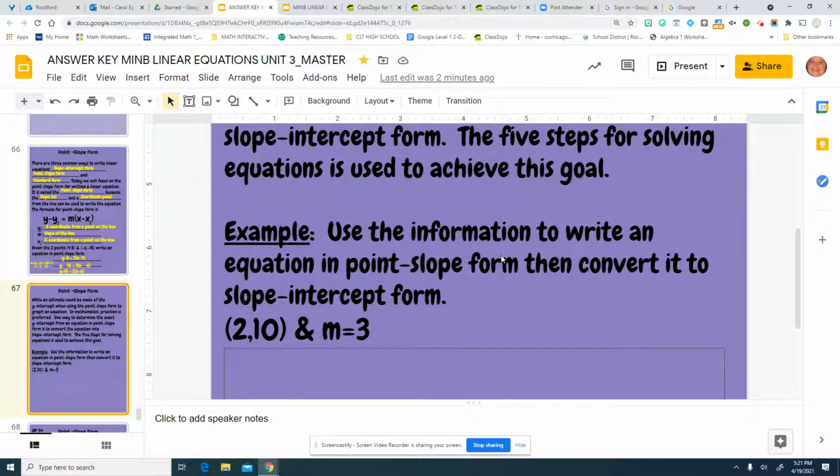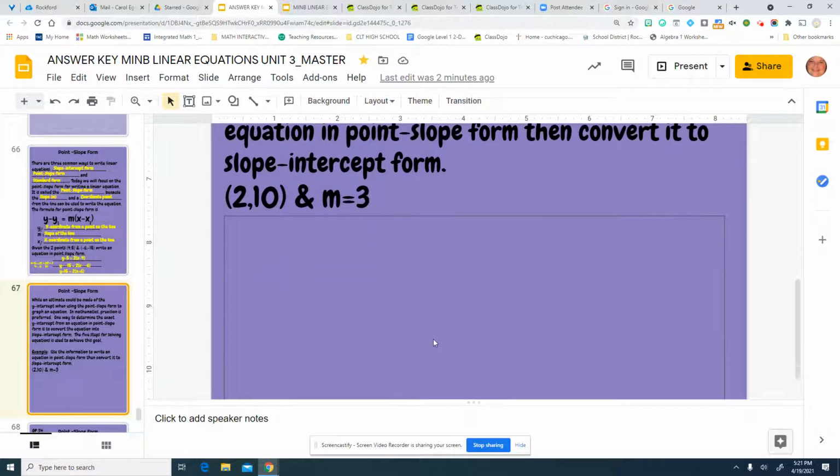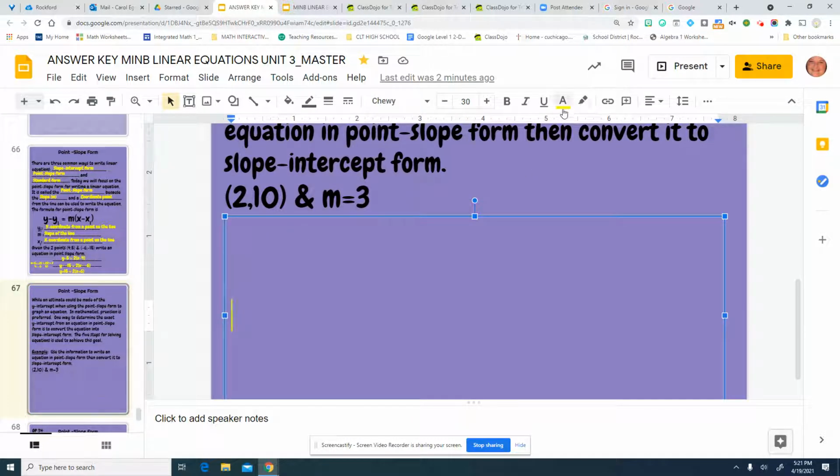So example. Use the information to write an equation in point-slope form, then convert it to slope-intercept form. So here they've given us a point and they've given us a slope. So we're going to go and do point-slope form first. So we should know that point-slope, right? We should practice this out, y minus y.